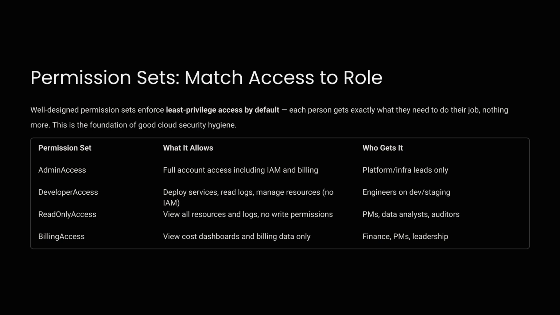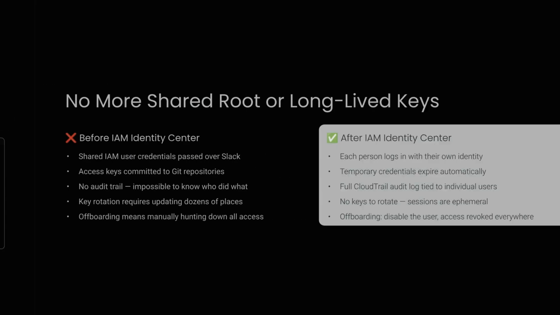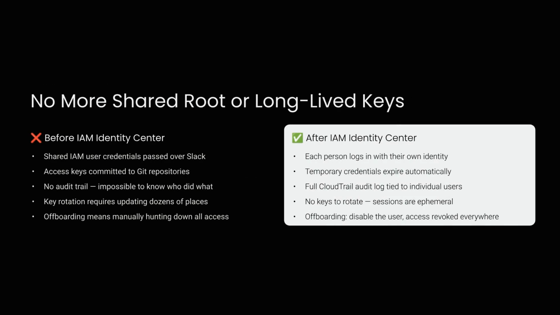Permission sets enforce least privilege access by default. They ensure each person gets exactly what they need to do their job, nothing more. Examples include admin access, developer access, read-only access, and billing access, each matching a specific role and function. After implementing IAM Identity Center, each person logs in with their own identity, and temporary credentials expire automatically. This provides a full CloudTrail audit log, eliminates the need to rotate keys, and simplifies offboarding by disabling a single user.